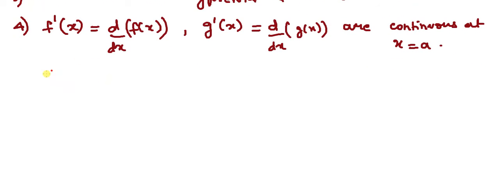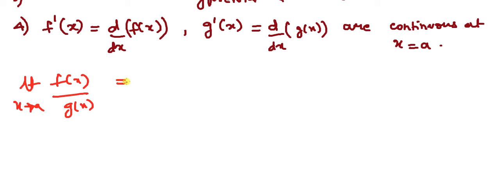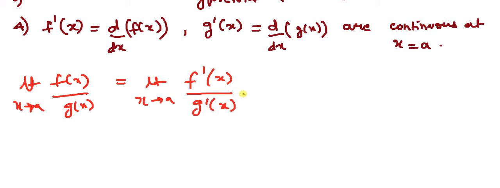Now the method says, in part 1 and part 2 both, that limit x tends to a of f of x divided by g of x is going to be equal to limit x tends to a of f dash of x divided by g dash of x, the differentiation of the individual functions, and this rule holds provided that g of a is not 0 here. Okay, this quantity, when you put a here, it should not be 0.